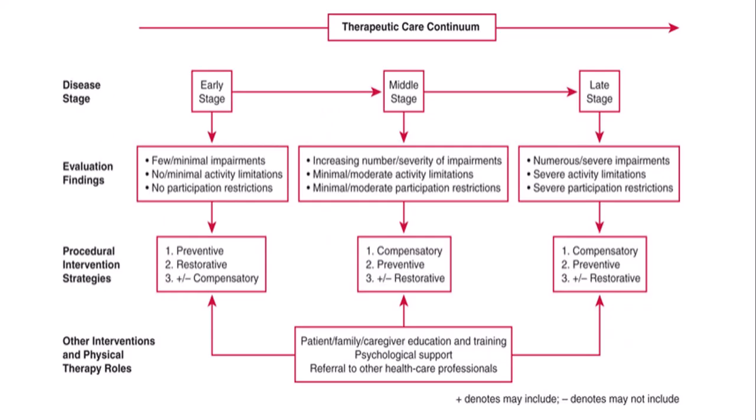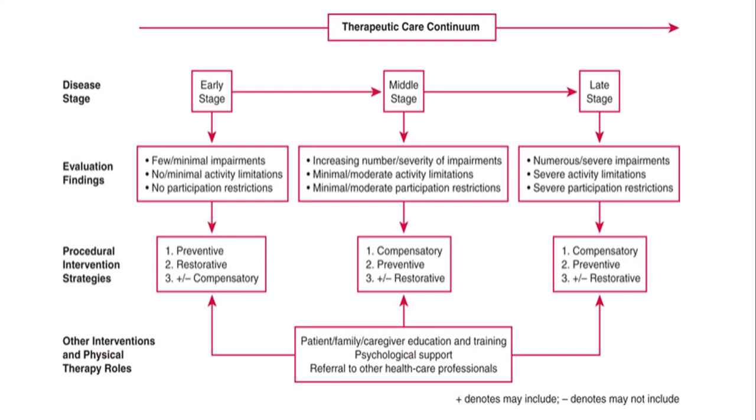You should know that there's 3 different disease stages, and depending on the stage that the person is currently in will depend on what we do with our physical therapy intervention. The disease stage, if it's in the early stage, few minimal impairments, you're going to start with prevention, restorative, and then you might need to add compensatory interventions.